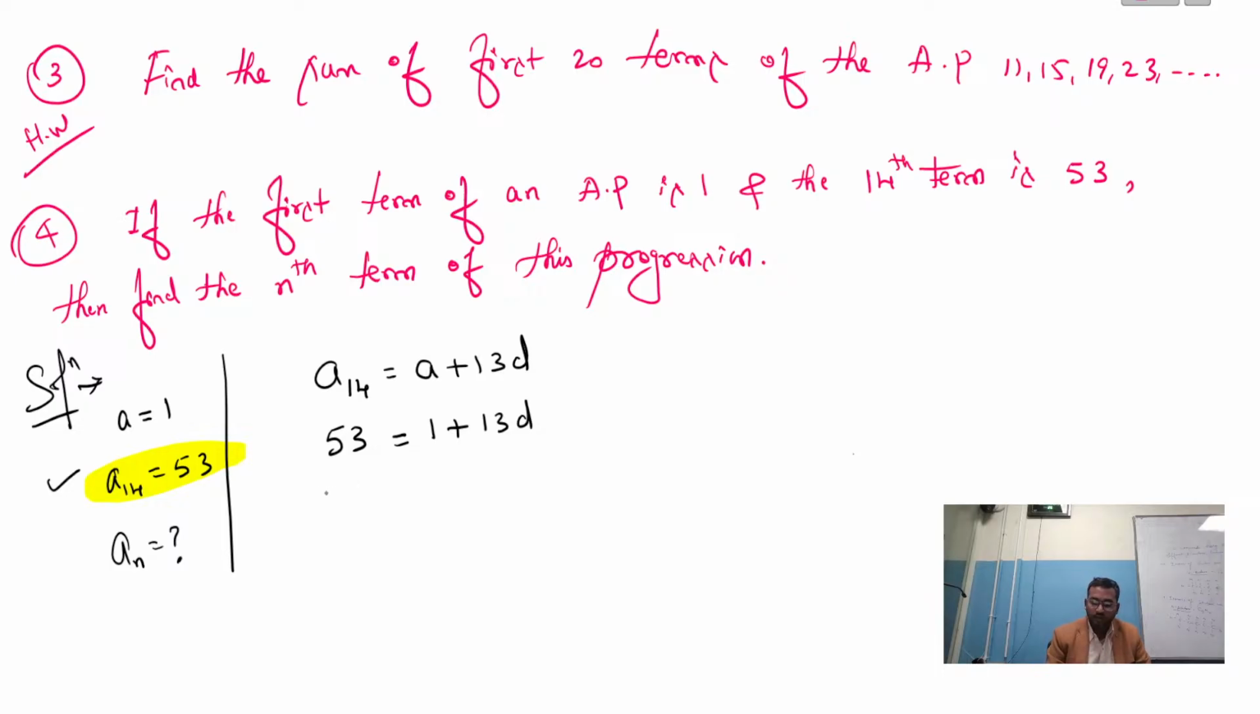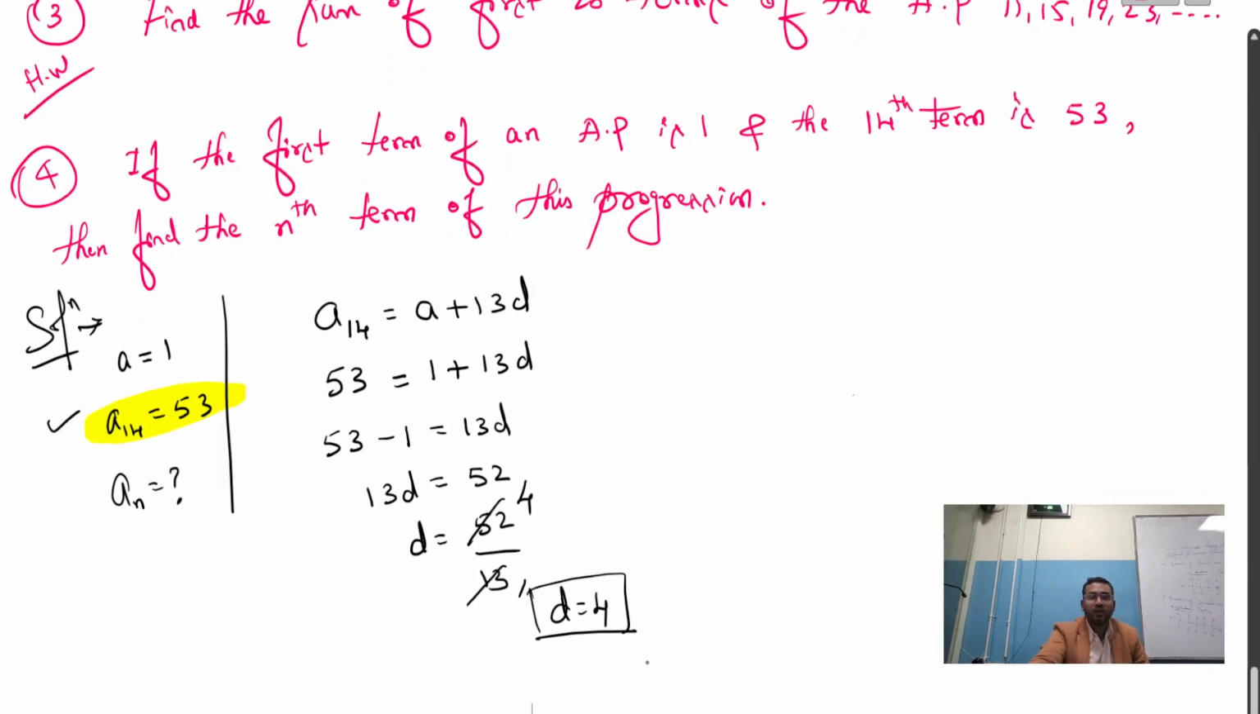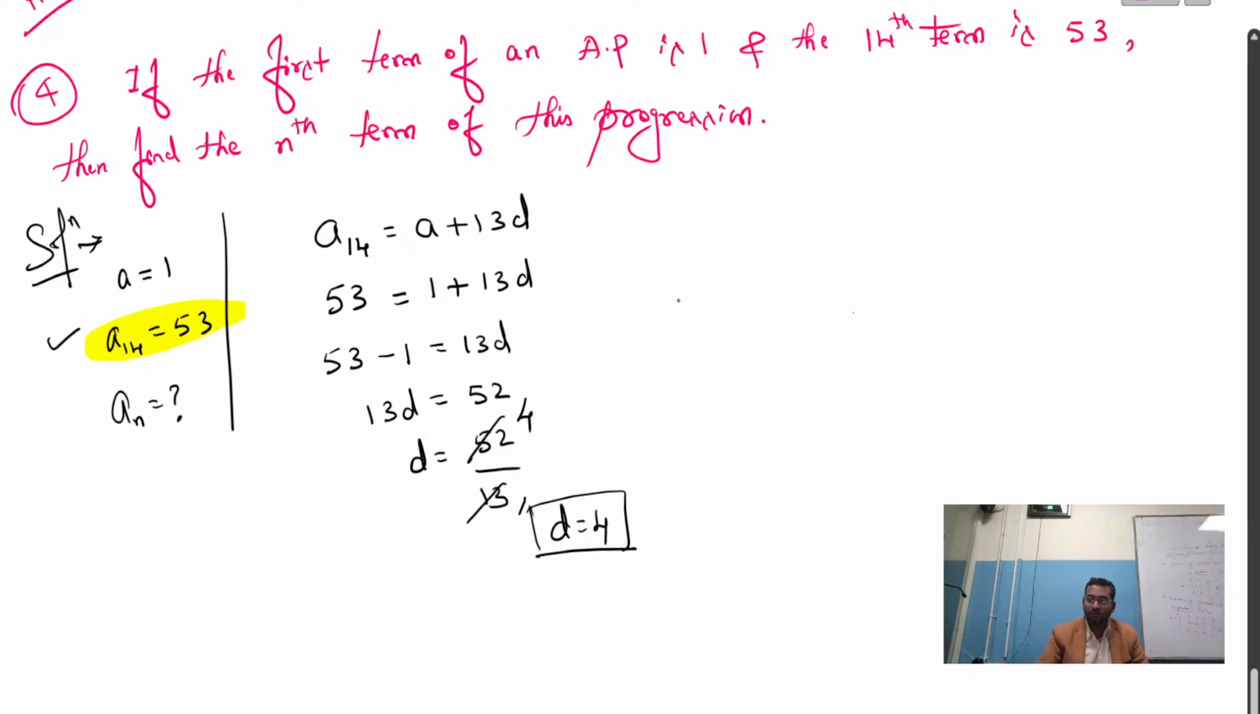Now we can see here 53 plus 1 come to the other side, minus 1, that is equals to 13d. Now we can write 13d is equals to 53 minus 1 is 52. The value of d is 52 by 13. So 13 ones are 13, 13 fours are 52. The value of d is 4. What's the value of d we got right now? The value of d is 4.